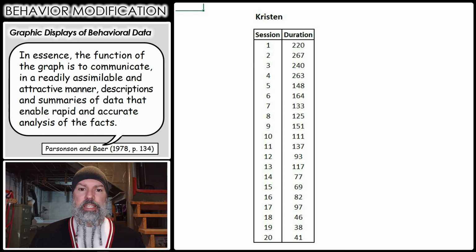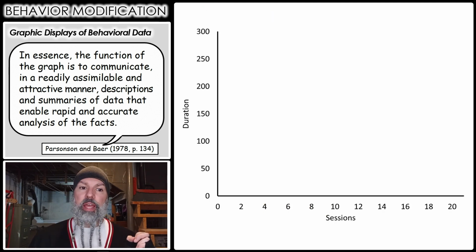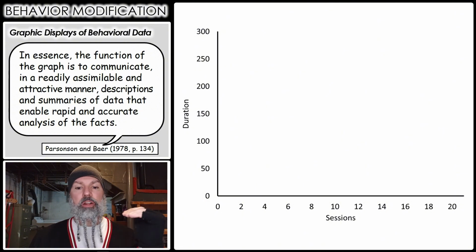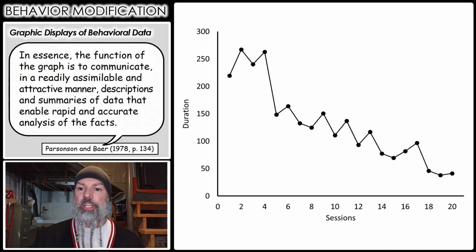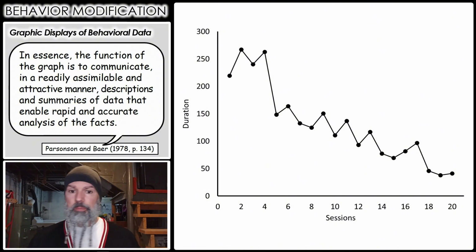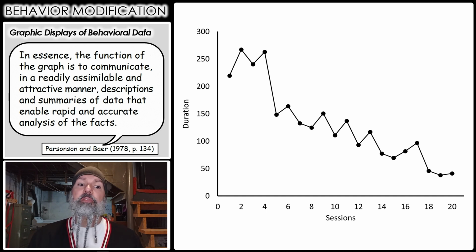It's very difficult to get that information from a table of numbers, because that's not readily assimilable. And let's face it, as nice as this table is, it's not attractive. However, you put that same data into a graphical display where you have duration on the y-axis, so higher values on the y-axis mean longer durations, and you have sessions on the x-axis. And you can see very quickly that yes, she is improving. The duration is going down, and we should continue on with this treatment because it is improving her fine motor skills. So it's very easy to decipher that information and get a rapid and accurate analysis of the facts in a graph. Very difficult to do that with a table.